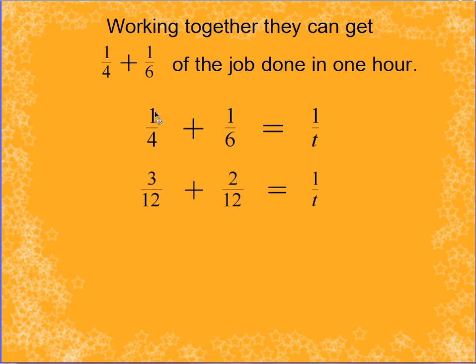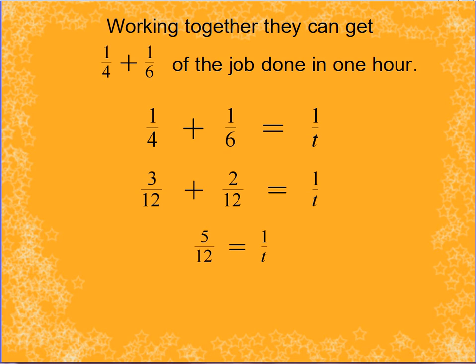1/4, if I multiply numerator and denominator by 3, I get 3/12, and 1/6, I can multiply the numerator and denominator by 2 and get 2/12. So I have 3/12 plus 2/12 equals 1/t, and now I can combine my two constants on the left. 3/12 plus 2/12 leaves me with 5/12, still equal to 1/t.